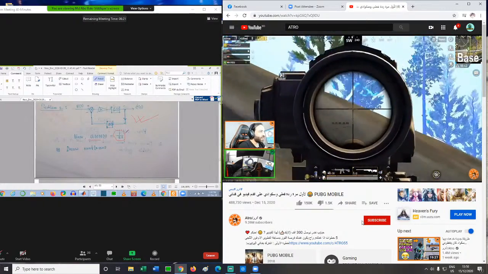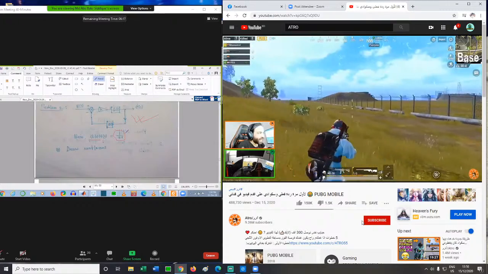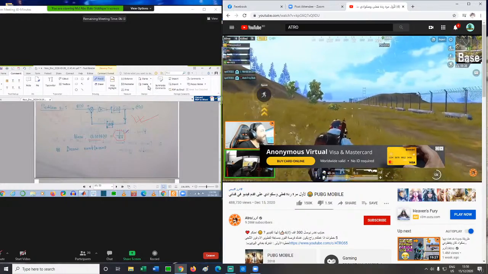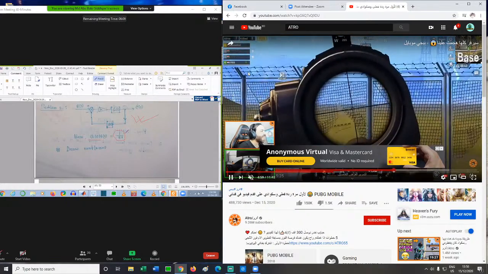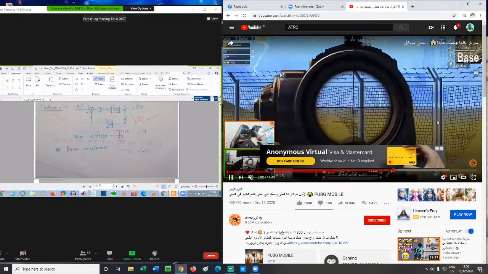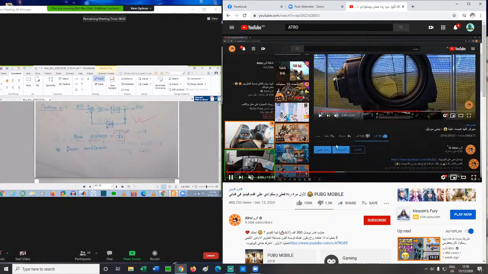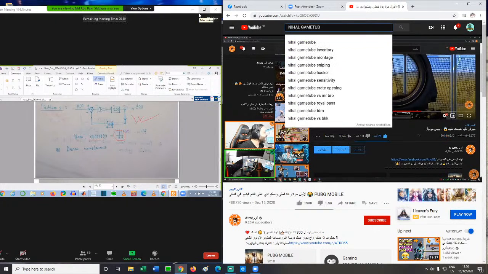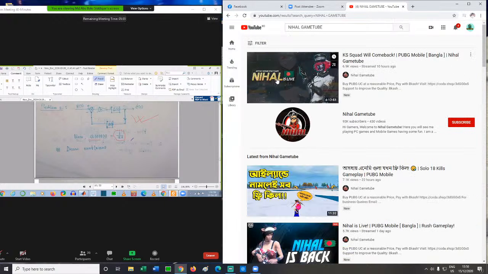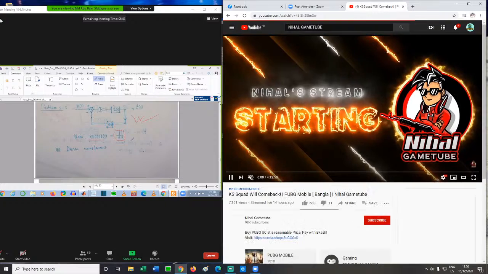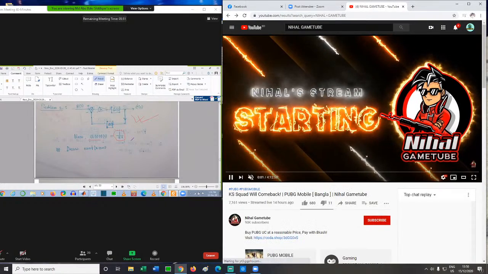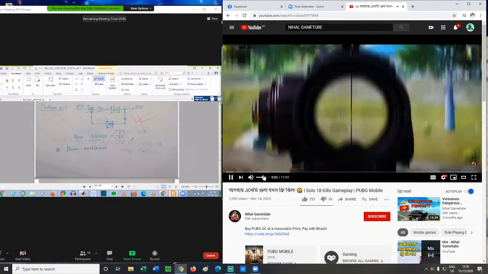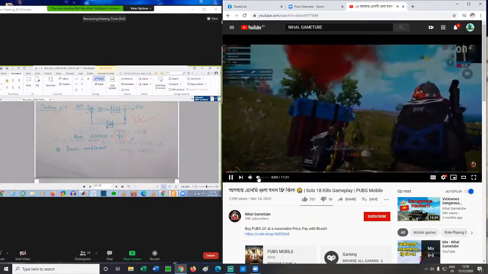The question says draw the root locus. So you have to draw the root locus for this diagram, where G(s)H(s) equals 1 by s cube. To draw it, can you say how many zeros our system has from this G(s)H(s) value? No zeros, sir. Yes, there is no zero. And how many poles do we have? 3 poles, sir. Yes, 3 poles.